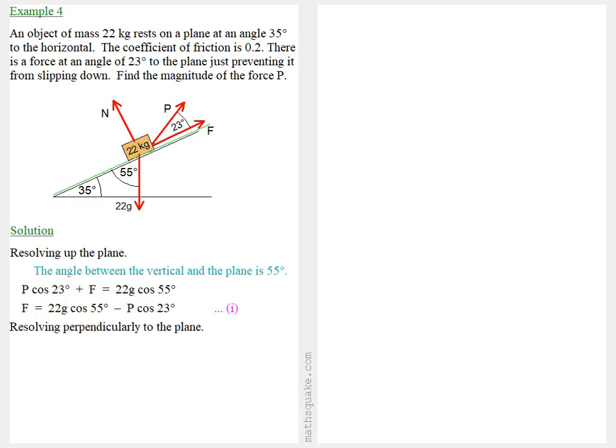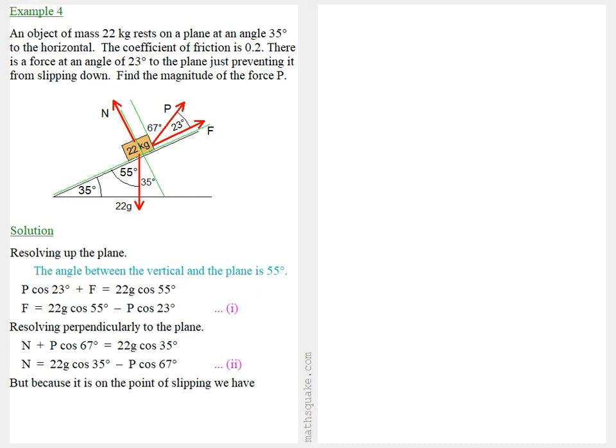Now if we resolve perpendicularly to the plane, we have the angle between the perpendicular and the vertical is 35 degrees. And also the angle between P and the perpendicular is 67 degrees. And so that gives us N plus P cos 67 degrees is equal to 22g cos 35 degrees. So N is equal to 22g cos 35 degrees minus P cos 67 degrees.